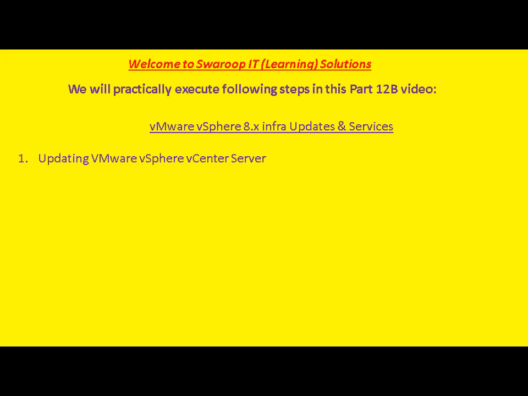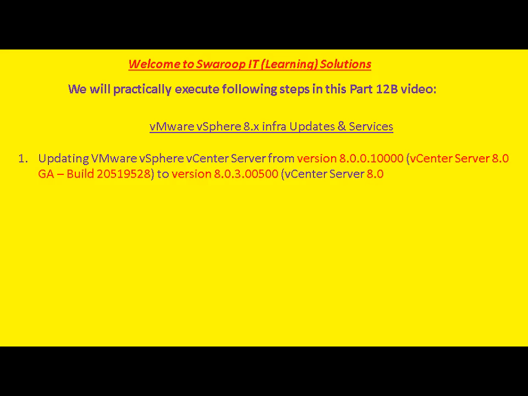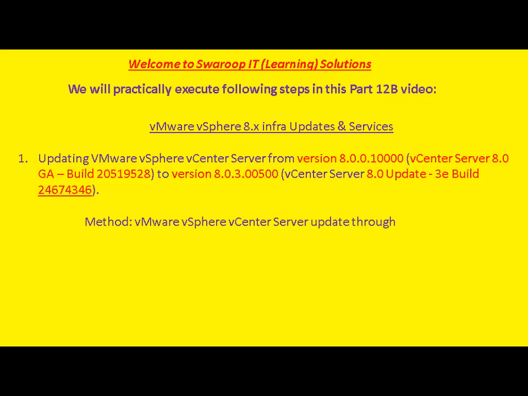In this particular part, we will be updating our VMware vSphere vCenter server from version 8.0.0.10000, that is vCenter server 8.0 GA build 20519528, to version 8.0.3.00500, vCenter server 8.0 update 3E build 24674346, and our method will be VMware vSphere vCenter server update through GUI mode.